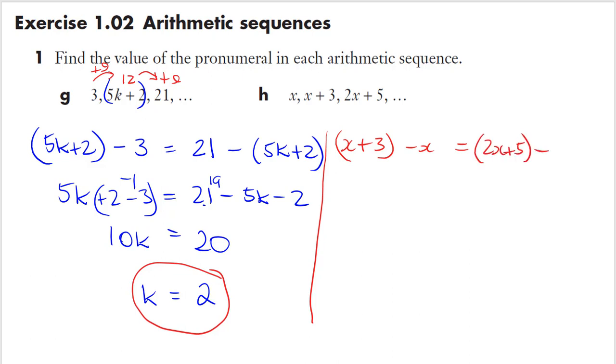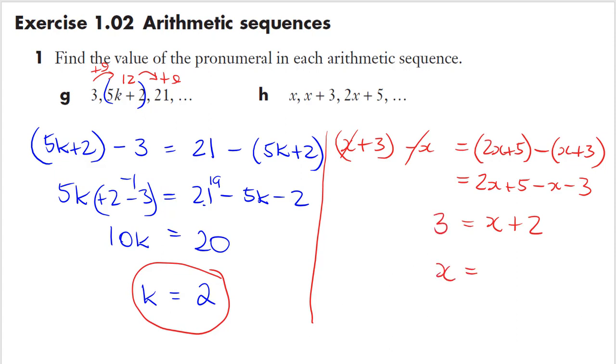minus term 2. If we just tidy this up, obviously this first expression won't change, but this one here we're going to get minus x and we're going to get minus 3. And if we tidy that up, 2x minus x would give us x. 5 take away 3 is positive 2. On this side here, the x's will cancel out and we'll just be left with 3. And that'll be a nice simple answer of x equals 1.